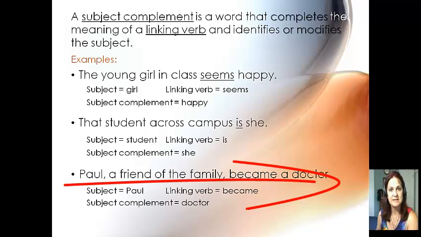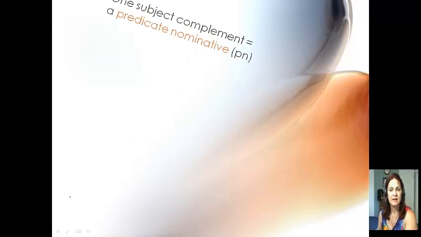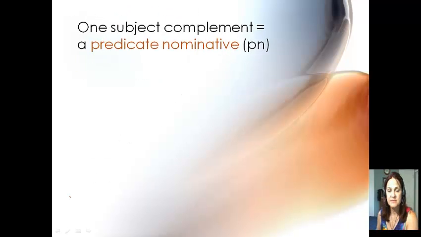So Paul is the subject. My linking verb is became. It links Paul with doctor. So my subject complement is doctor. Now, we're going to talk about types of subject complements.